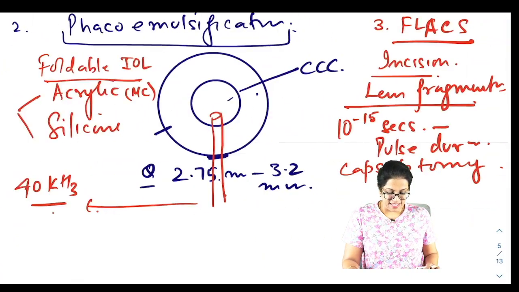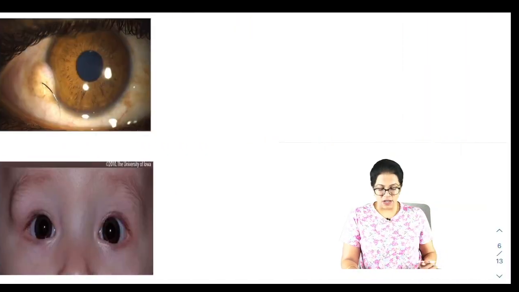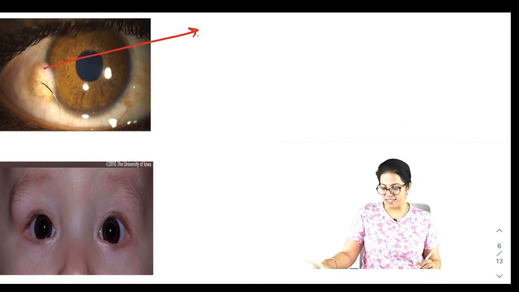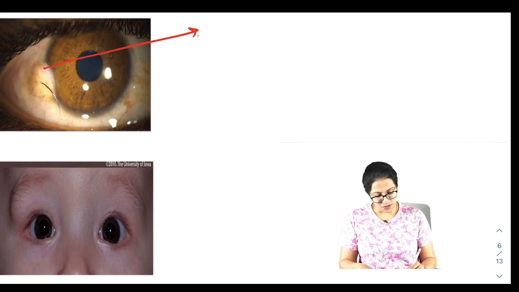Then we come to the next question, which was on limbal dermoid. This was a picture given. The hair is coming out. You all know what a dermoid is. It is a choristoma. This is limbal dermoid.